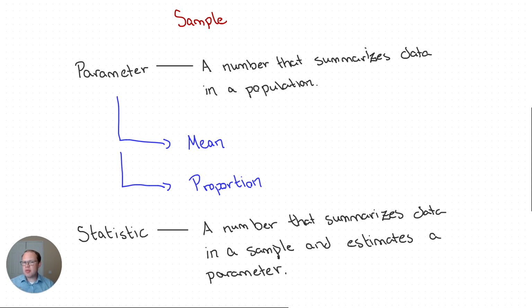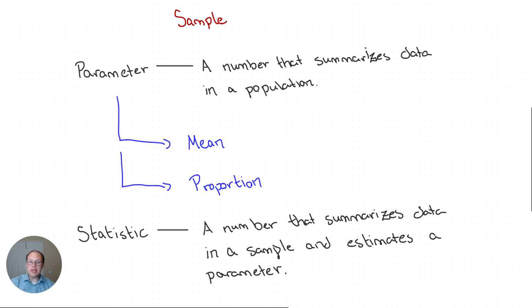Notice we're doing the same thing for a population and for a sample, but we call them different names. If we find the mean of a population, we call it a parameter. If we find the mean for a sample, we call it a statistic.